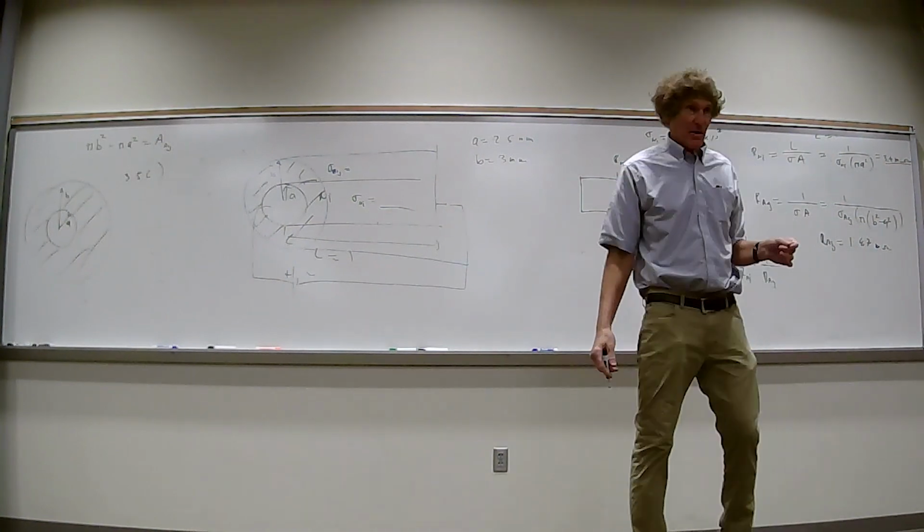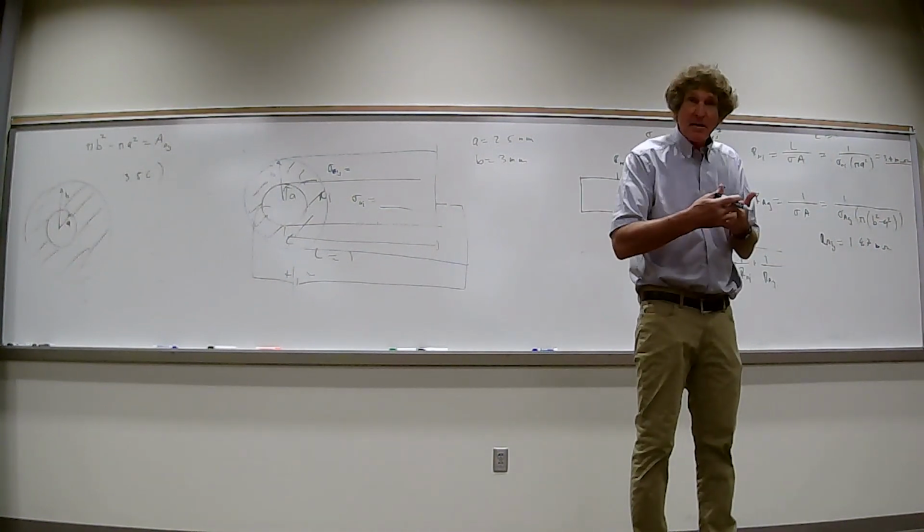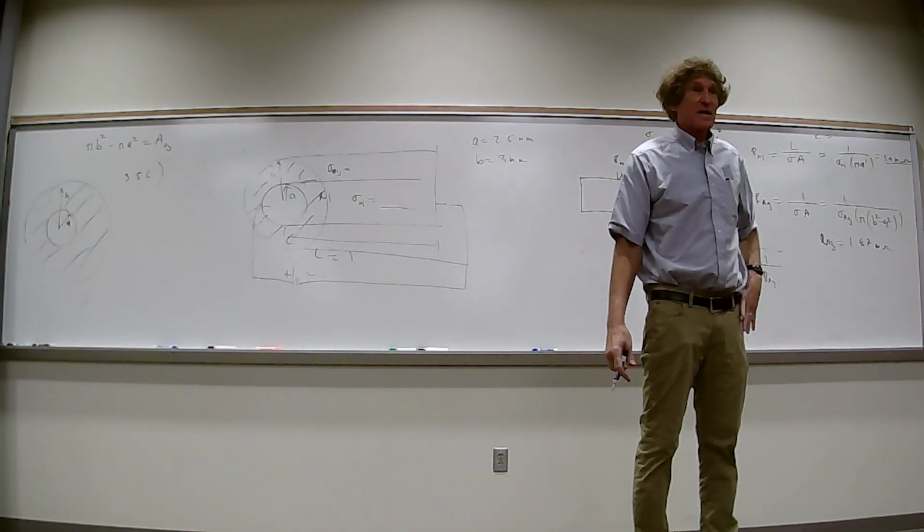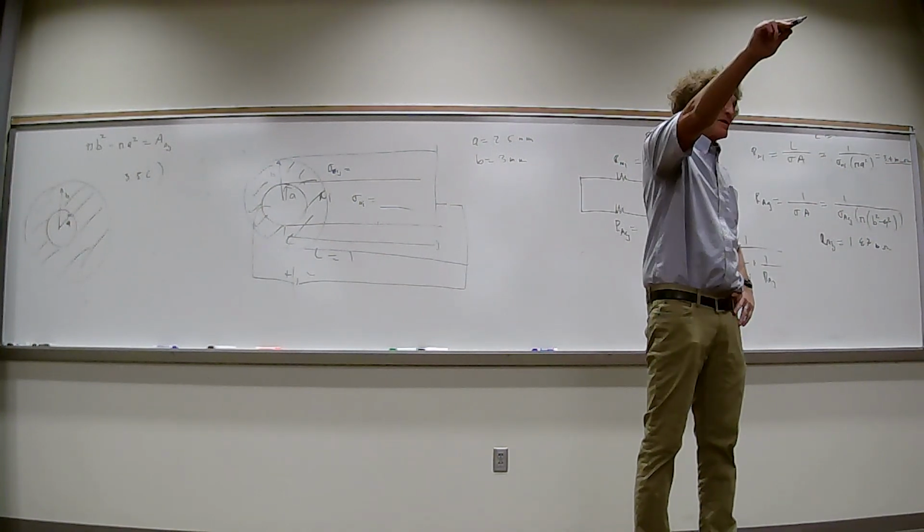What is a parallel combination? You can multiply them and divide by the sum, or you can take 1 over the first plus 1 over the second. Did you have a question, sir?